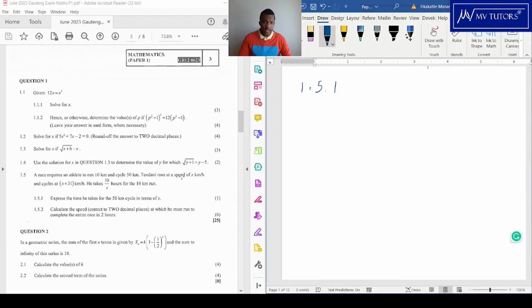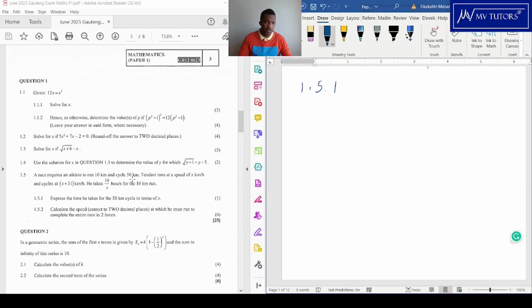Tendani runs at a speed of x kilometers per hour and cycles at x plus 3 kilometers per hour. He takes 10 over x hours for the 10-kilometer run. So this is exclusively to do with running. Now the first question is, express the time he takes for the 50 kilometer cycle in terms of x. Now remember, cycling is 50 kilometers.